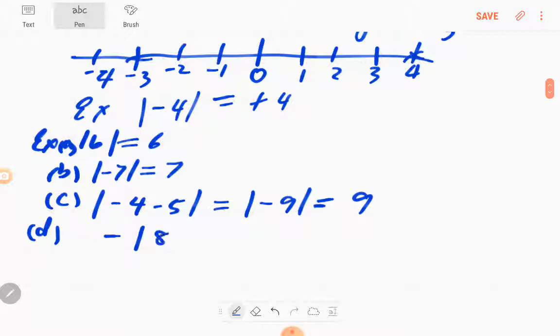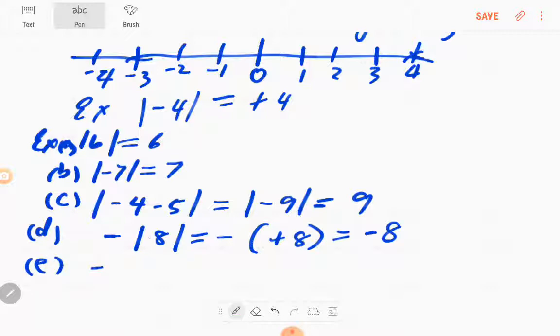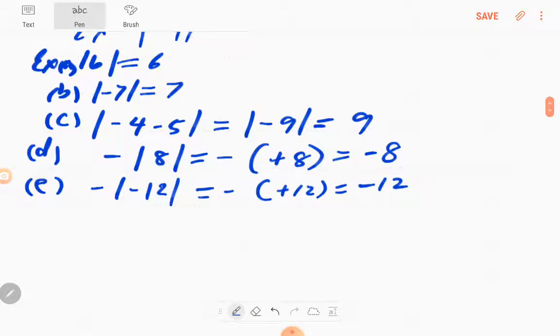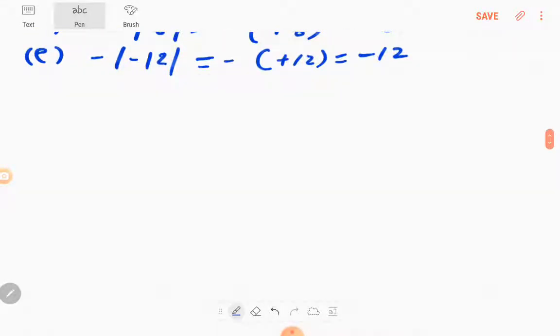Let's say there's a negative in front of the absolute value. So it's negative, but the result of the absolute value was plus 8, but a negative times a positive is negative 8. Similarly here, if we have minus, we have the minus on the outside, but the absolute value itself becomes plus 12. So with absolute values, it's the sign on the outside that would be the sign of the final answer, okay?